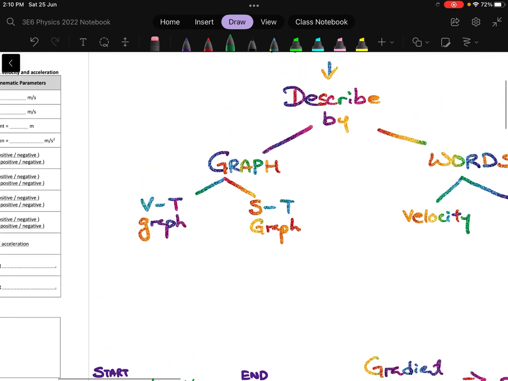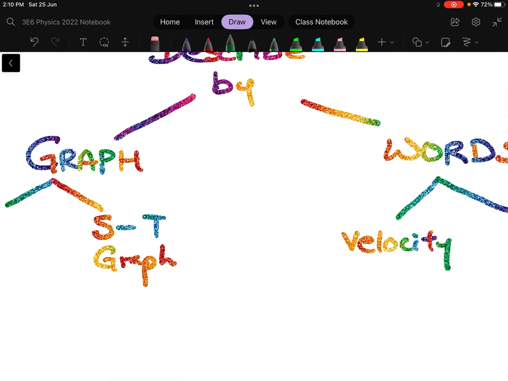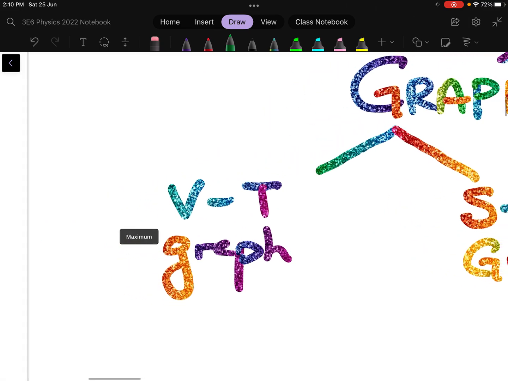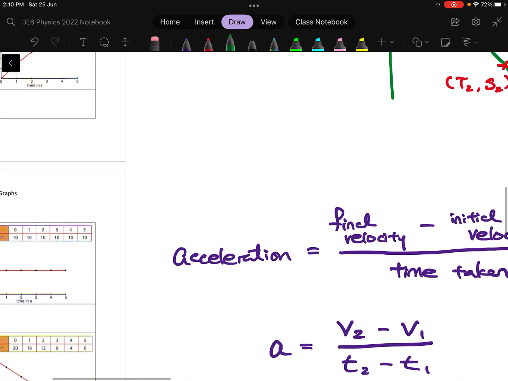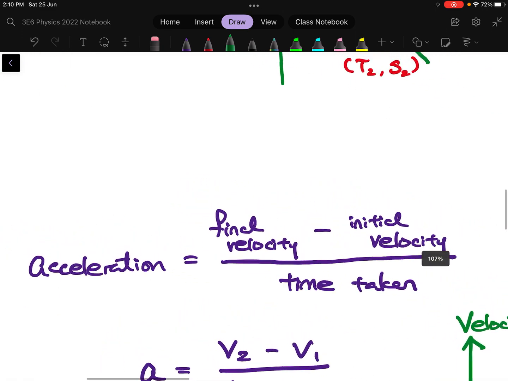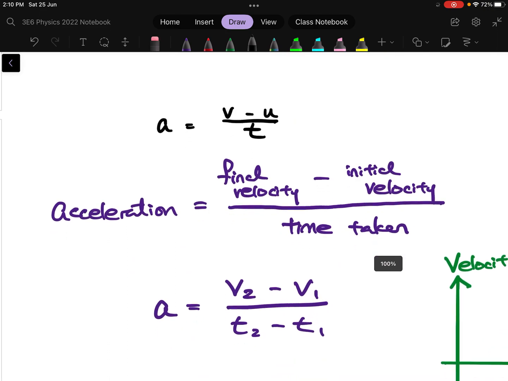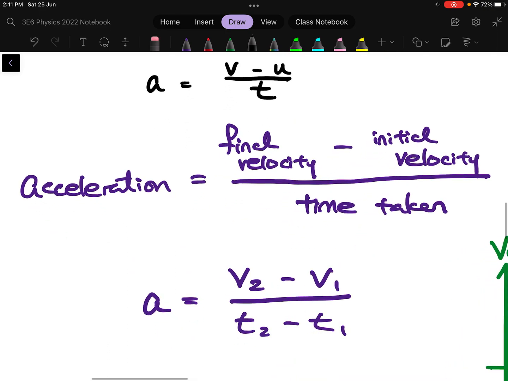Now, how about if the question didn't give you the displacement time graph, but instead it gives you the velocity time graph. Now, velocity time graph is a bit tricky, okay? But let's look at what we have learned in the previous lesson, the acceleration formula. So in the acceleration formula, we have a equals v minus u over t, right? And now we know that v is the final velocity, u is the initial velocity, and t is time taken. So in essence, when we do this, we are doing something like that, right?